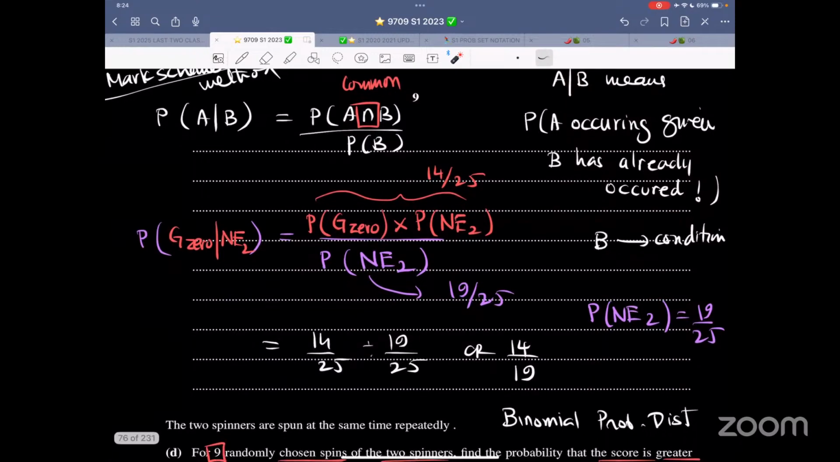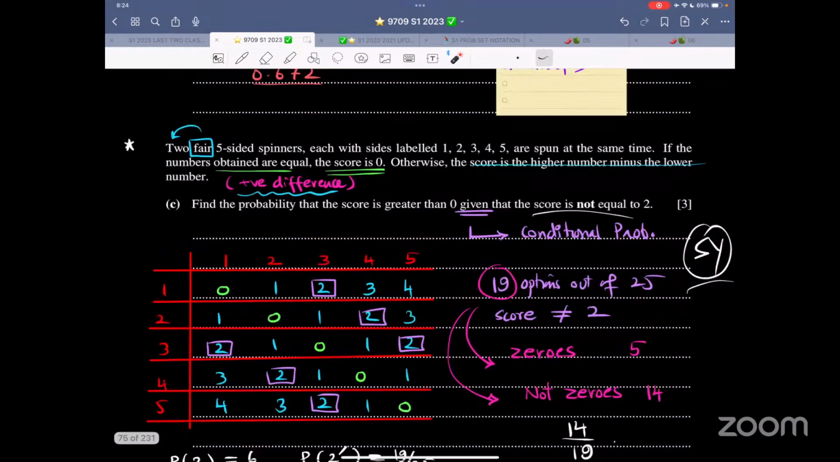So the condition is what? The condition is greater than 0 and not equal to 2. So that is over here. That is 19 out of 25. And this thing over here, 14 out of 25 is the common one. So 14 out of 25 divided by 19 out of 25, that is 14 over 19. I think this method is beautiful.